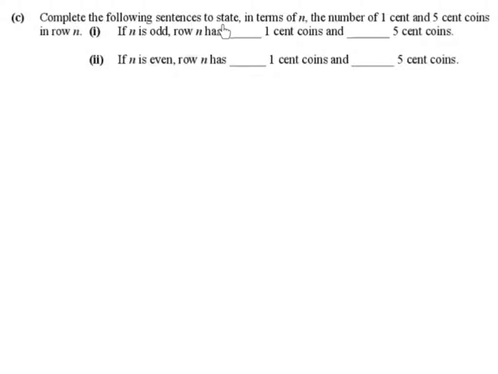Complete the following sentences to state in terms of n the number of 1-cent and 5-cent coins in row n. If n is odd, row n has blank 1 cent coins and blank 5 cent coins. If n is even, row n has blank 1 cent coins and blank 5 cent coins.